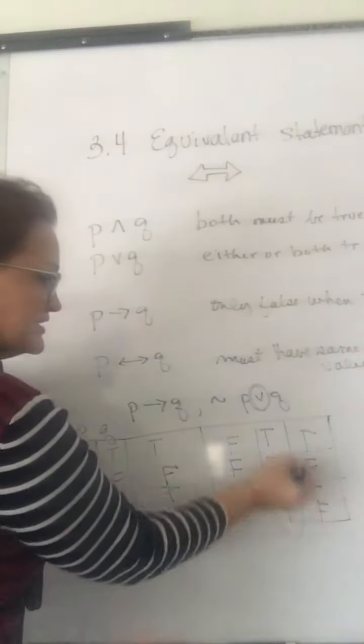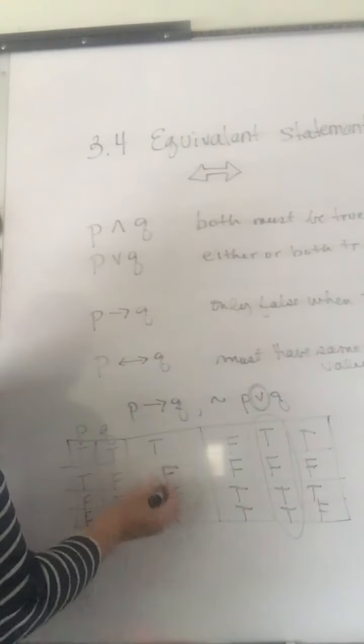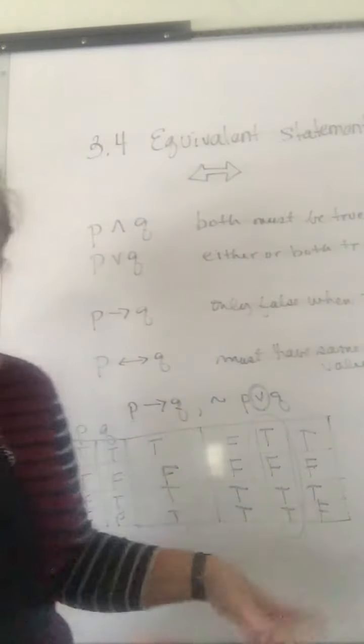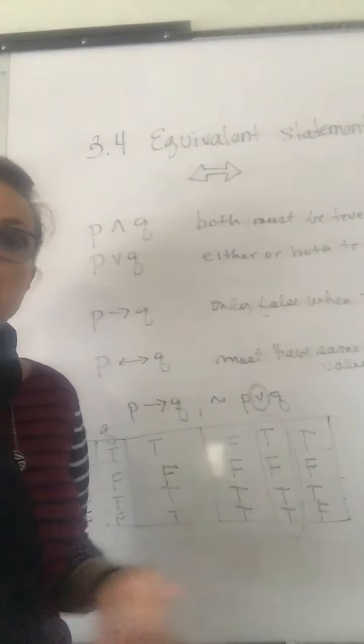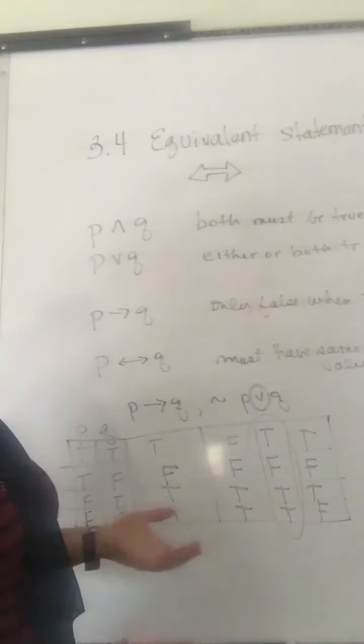All right, then we compare our answers. The answer to this is T, F, T, T. And the answer to the first one, we got T, F, T, T. So, voila, they're the same final answers, so we can deem these equivalent statements. That's really all that we have to do on all of these. That is the rule. We make two truth tables and check it out.